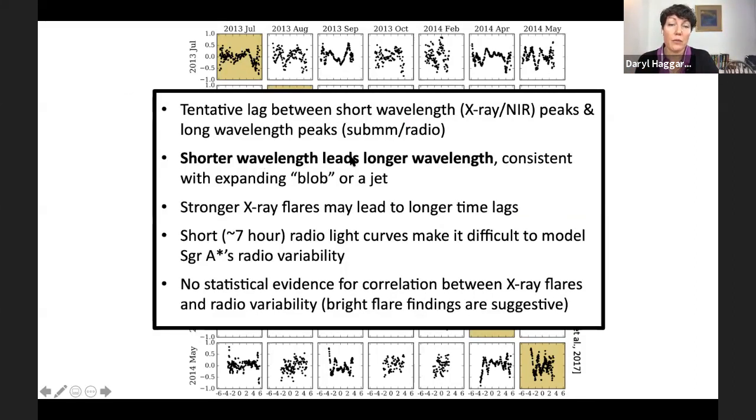The shorter wavelength might lead the longer wavelength in this case, and this would be consistent with some of the models people have evoked for Sagittarius A Star, but the statistical evidence is weak, in part because our light curves are sort of snippets that don't fully overlap. I should say the X-ray light curves are quite long, but of course we're limited on the ground to these shorter light curves of only about 4 to 7 hours, depending on the particular night.